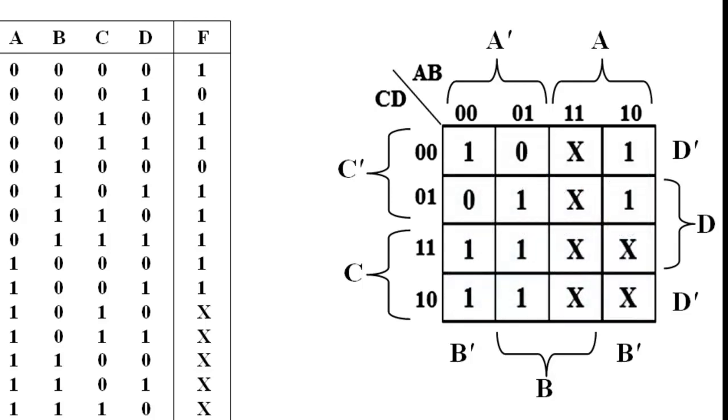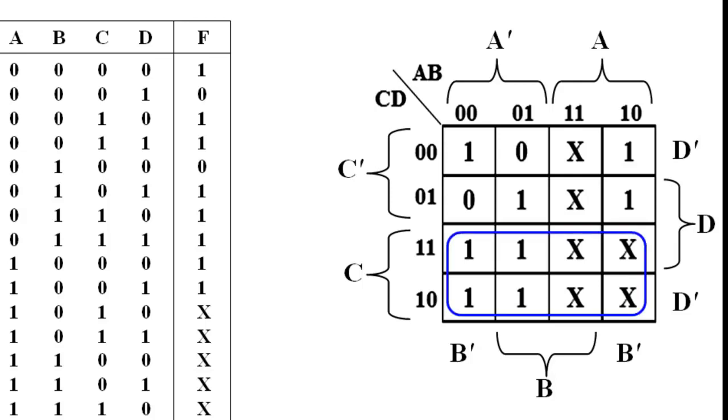Now we group the adjacent squares that contain 1s and x's. The number of squares in these groups should be a power of 2, for example, 2, 4, 8, or 16, and so on. And the priority is given to the largest possible group.